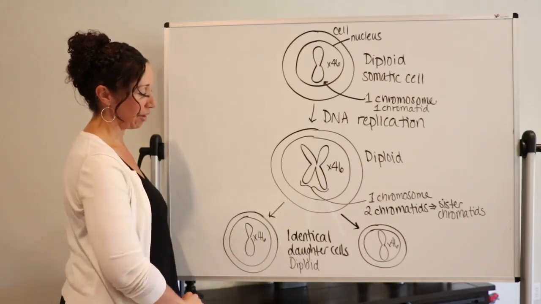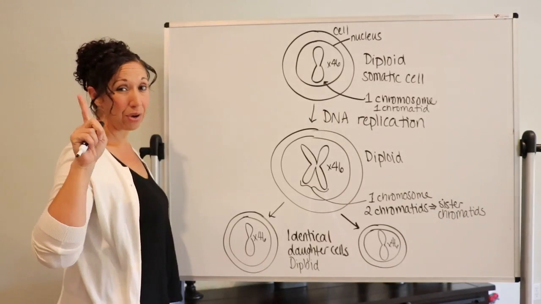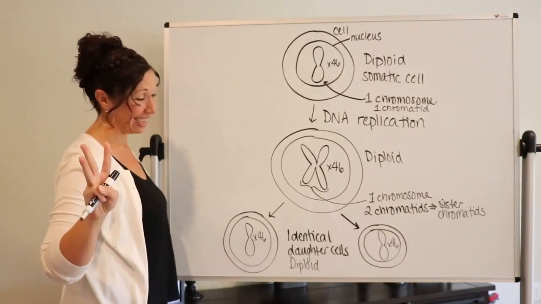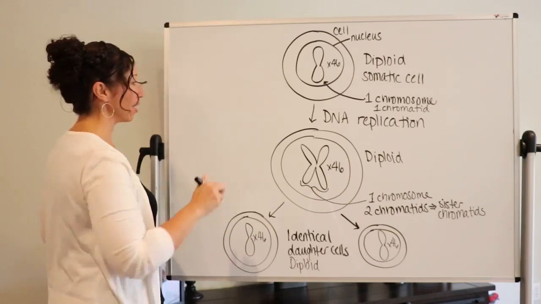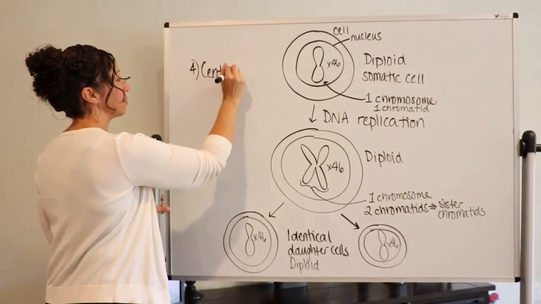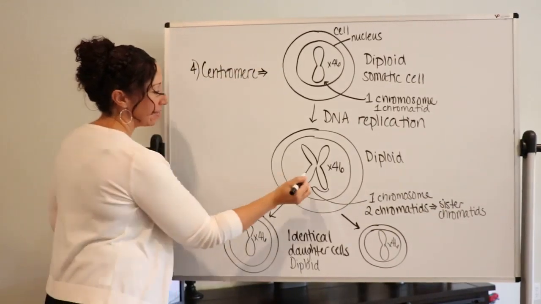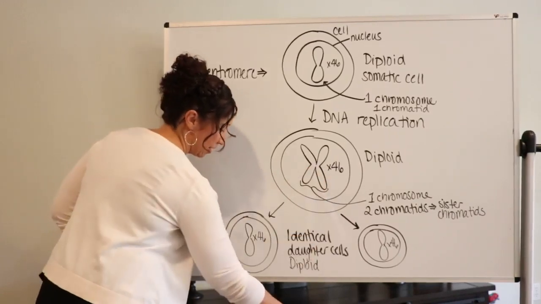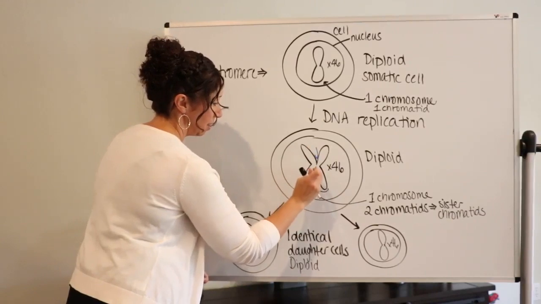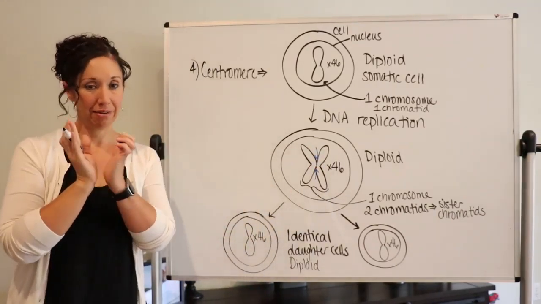So here's where a few more definitions are going to come through. This is going to be number 4 on your list. So number 1 was chromosome, 2 was chromatin, 3 was chromatid, the arms. Now number 4, I'll put it right here, is called centromere. So the centromere is this region right here. It's the region where the 2 sister chromatids meet, right there.